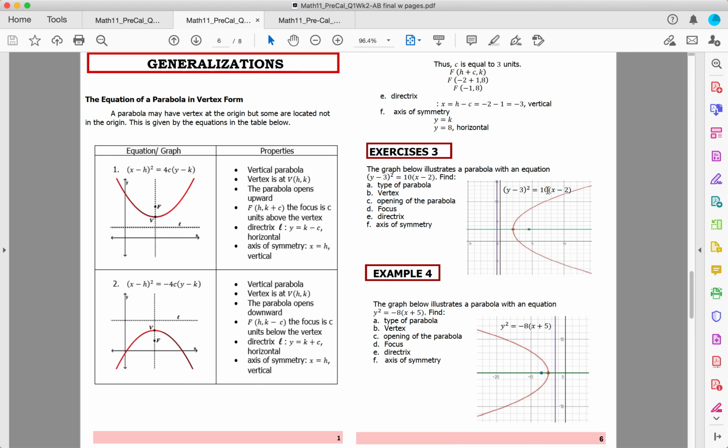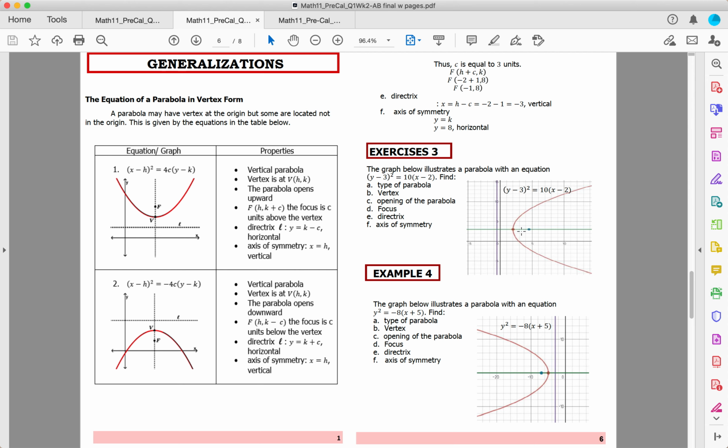So 4c value is 10. So 10 divided by 4, that would be 5 halves, right? 5 halves or 2.5. Okay, so 2.5. Now, the focus: you count 2.5 units from this vertex. This time we're counting to the right because the parabola is facing right. So how many units to the right? It's 10 over 4, or 5 halves, or 2.5.